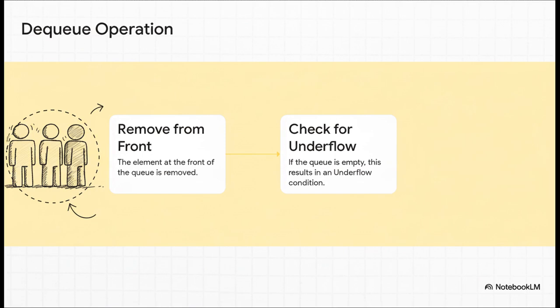And the opposite action, you guessed it, is dequeue. This is our person at the front finally getting their tickets. The element is removed from the front of the line. But again, there's a catch. What if the line is empty to begin with? Well, trying to serve someone who isn't there causes a different kind of error, one we call underflow. If the line's not empty, though, the front item is removed and the line gets one person shorter.